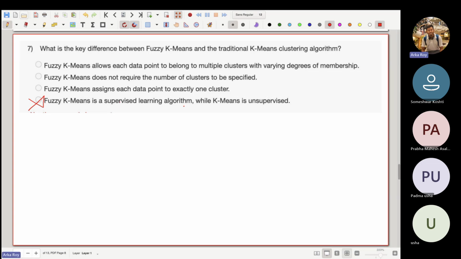Fuzzy k-means assigns each data point to exactly one cluster. Fuzzy k-means does not assign each data point to exactly one cluster. Rather, on the other hand, initially it takes a notion that each of the data points is basically assigned as a cluster. But fuzzy k-means does not do this.